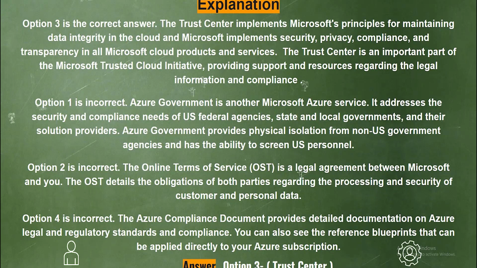Option 2 is incorrect. The Online Terms of Service is a legal agreement between Microsoft and you. The OST details obligations of both parties regarding the processing and security of customer and personal data. Option 4 is incorrect. The Azure Compliance documentation provides detailed documentation on Azure legal and regulatory standards and compliance. You can also see the reference blueprints that can be applied directly to your Azure subscription.